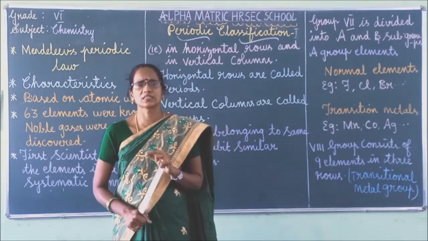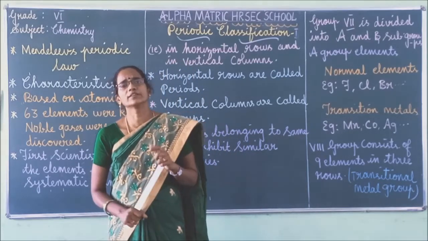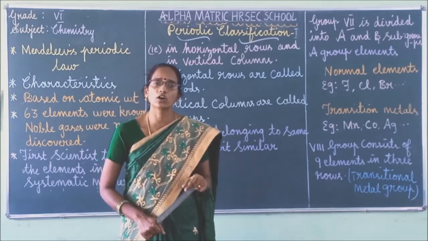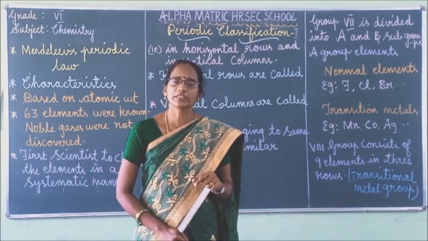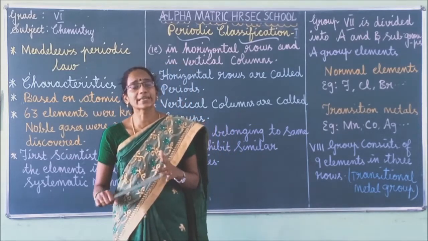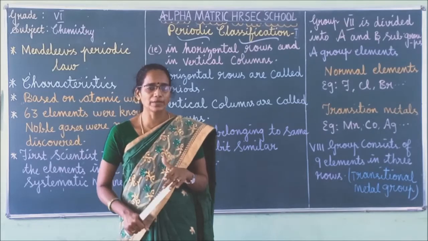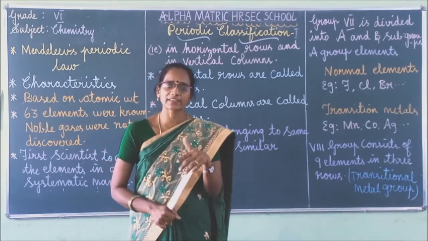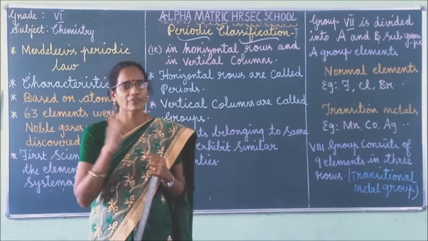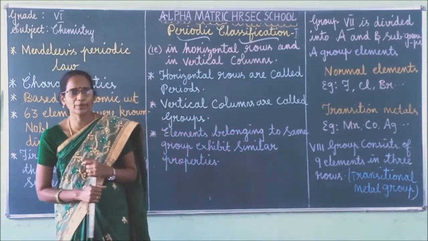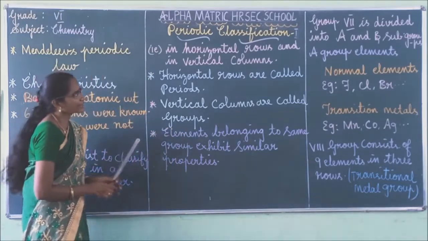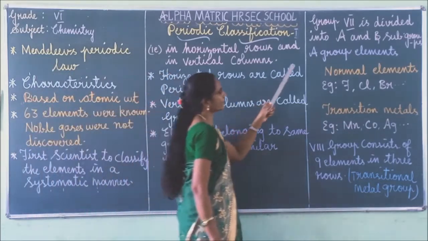And the last group is called the noble gas elements: helium, neon, argon, krypton, xenon. So these are called noble gas elements. Based on the common characteristic features, these elements are segregated into various families. That also you have to remember. The periodic table is very important. Right, so next we can go to group 7 elements.